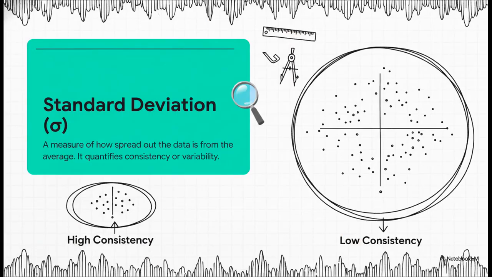So what in the world is standard deviation? The easiest way to think about it is just consistency. A really small standard deviation means all your data points are super close to the average. It's a very consistent process. A big standard deviation means the data is spread out everywhere. It's inconsistent. It's like the difference between a high-precision machine and a rusty old one.